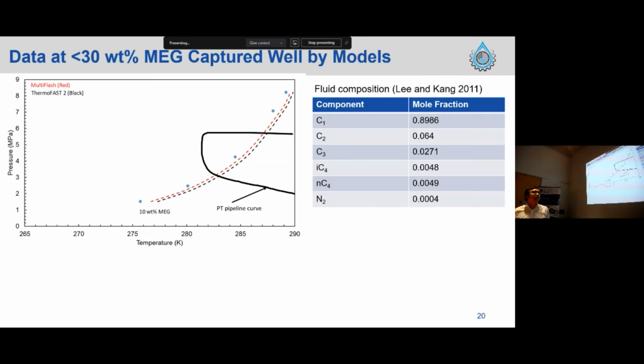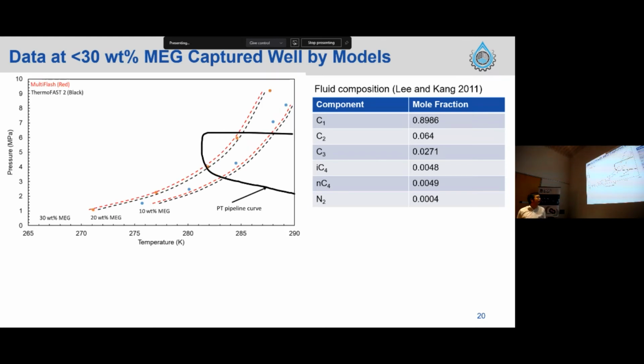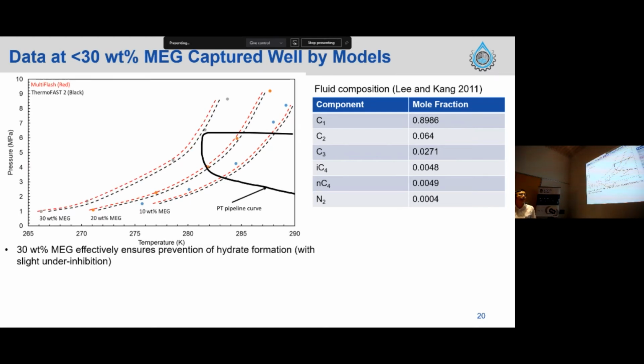So let's look at this in the context of some actual multi-component experimental data with MEG present. So this is the fluid composition that we're looking at here. And here you can see that 10% MEG measurements are accurate in this case, but obviously not enough to completely prevent hydrate formation in the pipeline. And again, 28% MEG is quite accurate between what ThermoFAST and MultiFlash calculates. And in this case, 38% MEG is effectively enough, as predicted by ThermoFAST and MultiFlash, to ensure prevention of hydrate formation, which may be very slight under inhibition.